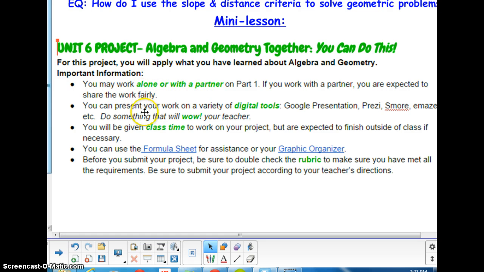After you do the work, you will present your work on a variety of digital tools. You could use Google Presentation, Prezi, S'more, eMaze, or anything. But do something that will wow your teacher. You will be given class time to work on your project, but are expected to finish outside of class if necessary. You can use both the EOC formula sheet or your graphic organizer that your teacher has given you to assist you. Before you submit your project, be sure to double check the rubric to make sure you have met all the requirements, and then submit your project according to your teacher's directions.